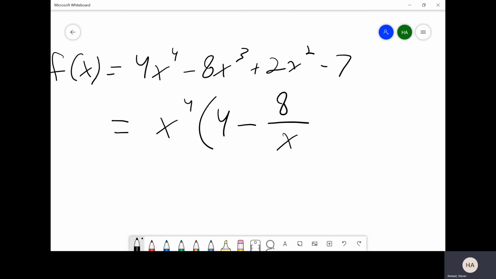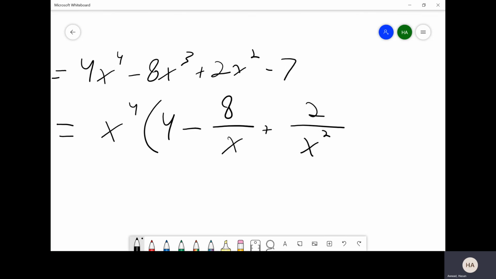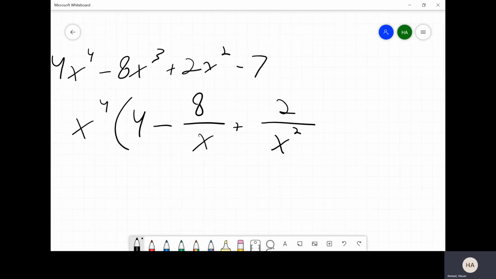Similarly, we're going to have plus 2 over x squared. Remember, we started with the x squared. We're trying to factor out x to the fourth. So we're left with still dividing by x squared. And that negative 7, well, that didn't have any x's. So when we factored out x to the fourth, it's just being divided by x to the fourth. Why did we do this?